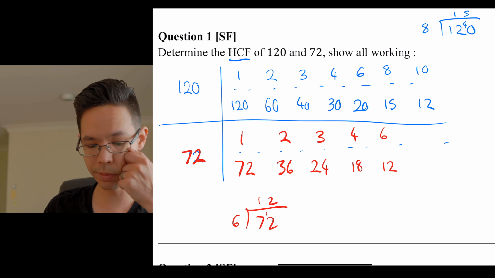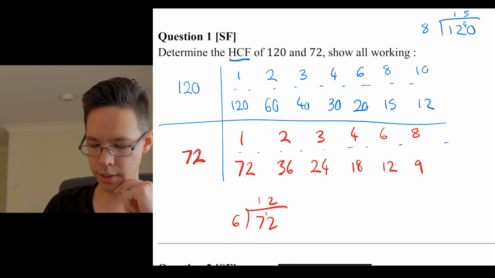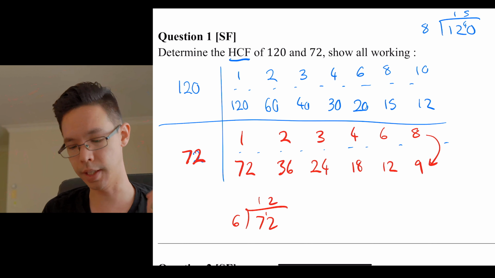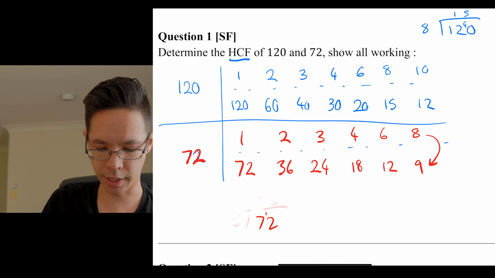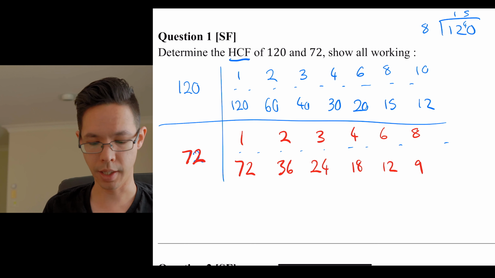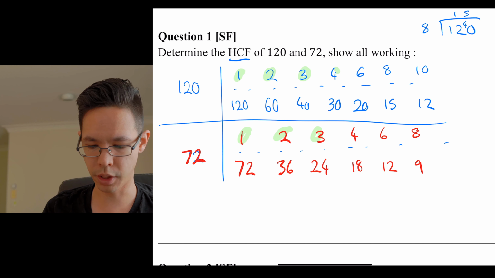Can I do 7? Probably not. Don't recognize it from the 7 times tables. 8, it can go in there 9 times. And now we're pretty much converging on that end of the list. I'm pretty confident we have all of them. Let's just look in both of our lists to find the biggest, find the common ones. We have, I believe these are all in common.